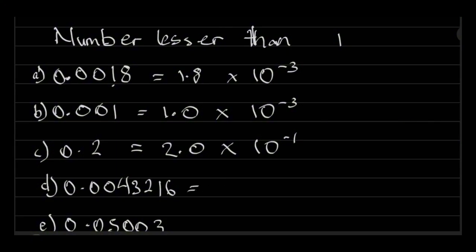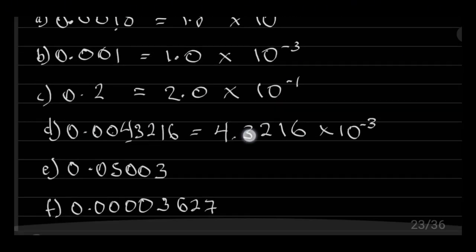And with this, our first significant number is 4, so we have 4.3216. How many decimal places have we moved? 1, 2, 3. So times 10 raised to the power negative 3. I usually tell my students to count the number of zeros. So how many zeros do you have? 1, 2, 3. So all these 3 zeros have been removed, so raised to the power negative 3.